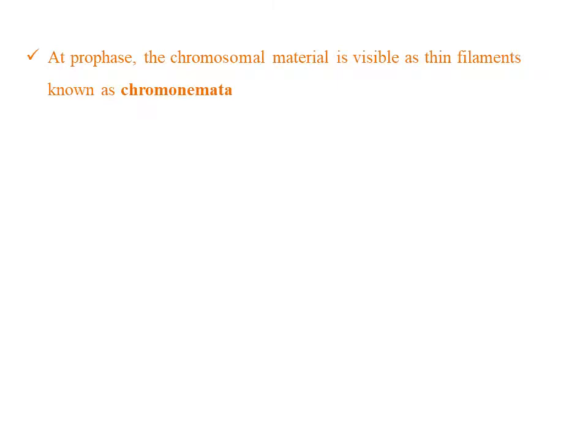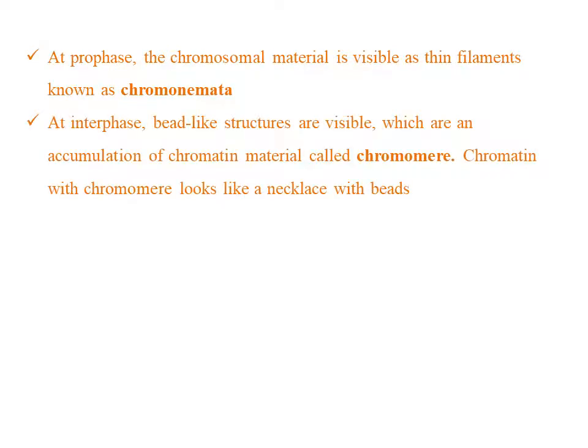At the prophase condition, the chromosomal material is visible as thin filaments known as chromonemata. At the interphase, the bead-like structures that are visible are an accumulation of the chromatin material called the chromomere. The chromatin with the chromomere looks like a necklace with beads.